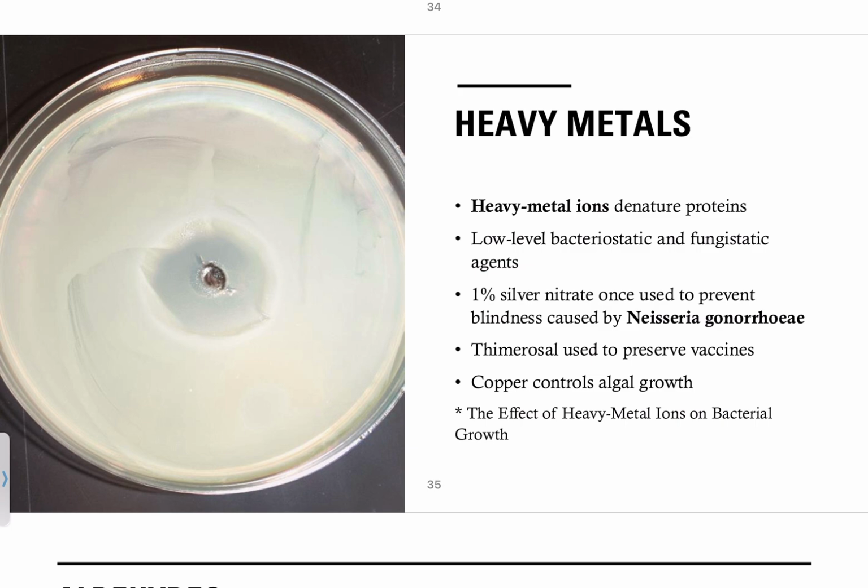Okay, heavy metals. Heavy metals are things like silver, mercury, copper, and zinc, and they bind to a lot of sulfurs that are found in proteins, causing them to be denatured. Copper's fairly frequently used, not only for microbial control in hospitals or clinical settings, but also in agriculture. So a lot of the antibiotics or the fungicides that are applied to a lot of the trees or crops are actually applied in conjunction with copper.